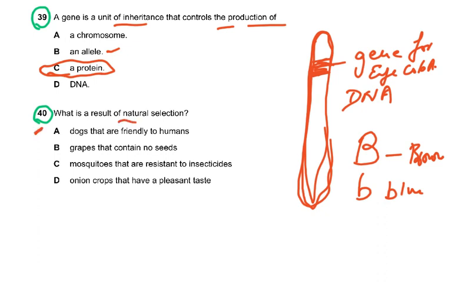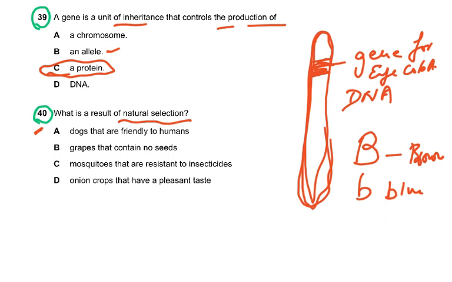Last question, what is the result of natural selection? What you have to understand is natural selection and artificial selection. Natural selection: environment changes, better adapted survive, and evolution occurs. Artificial selection: we artificially select the desired organisms and cross them and we get the offspring, and then you can repeat it over many generations, and that is for human benefit.